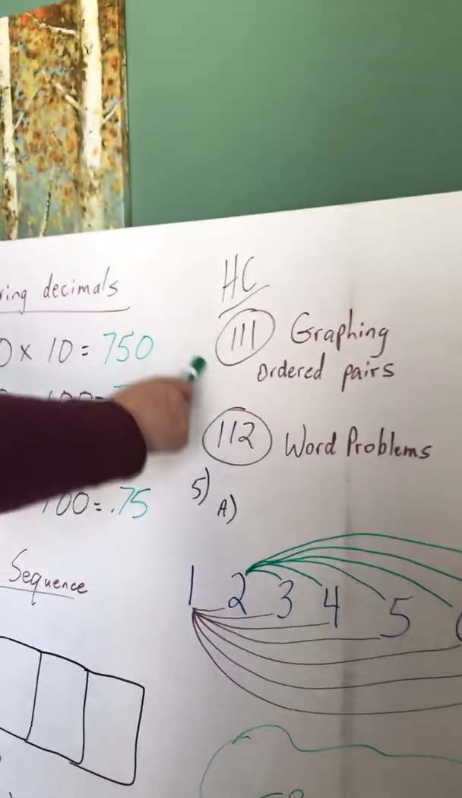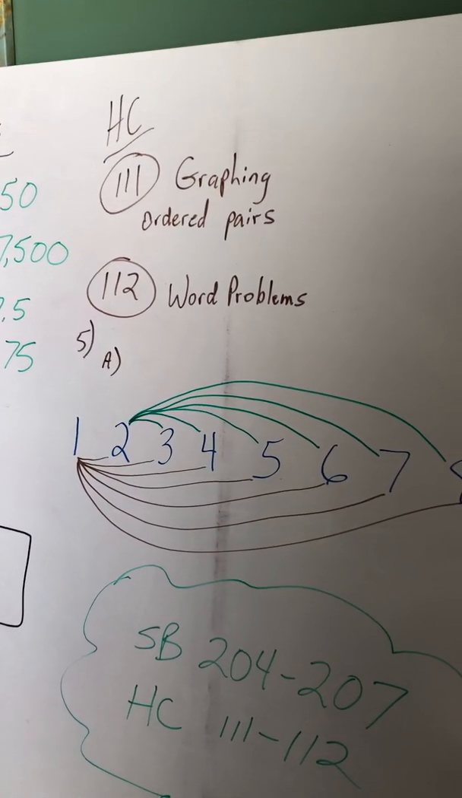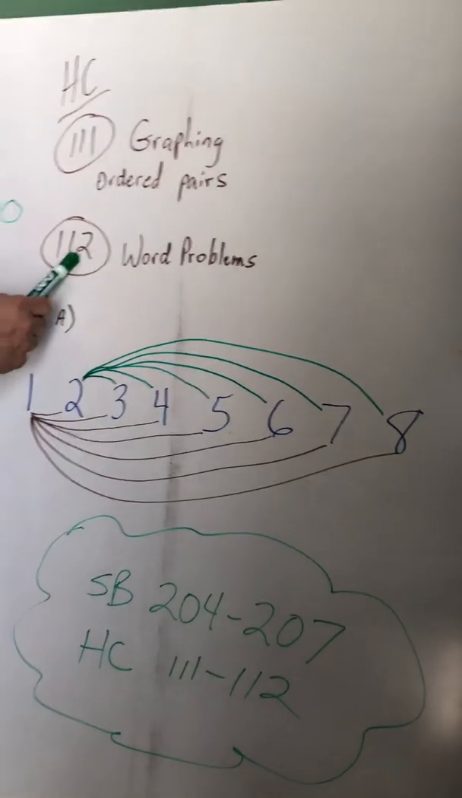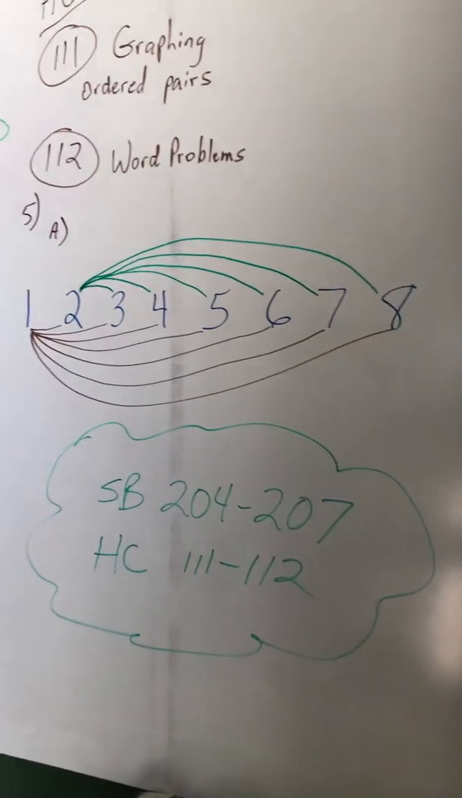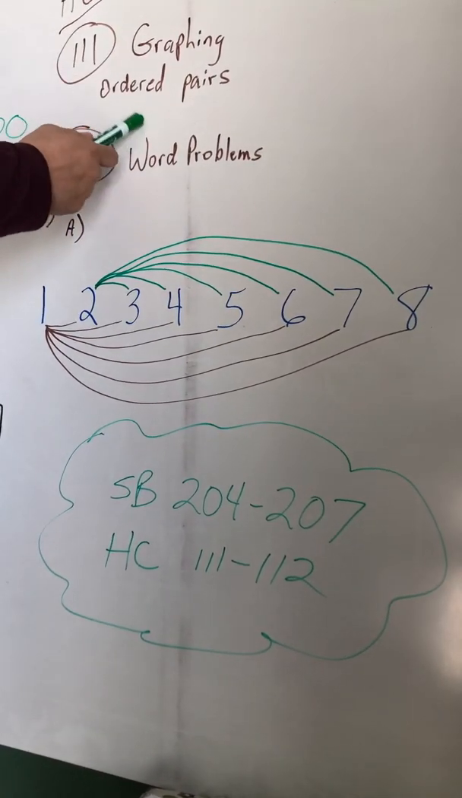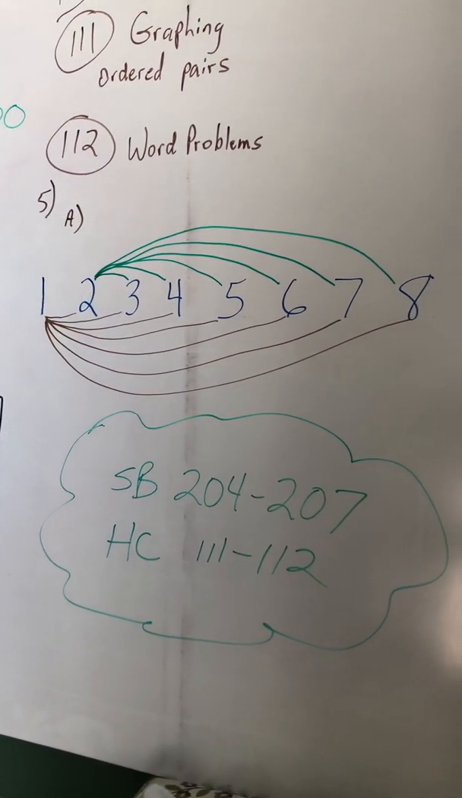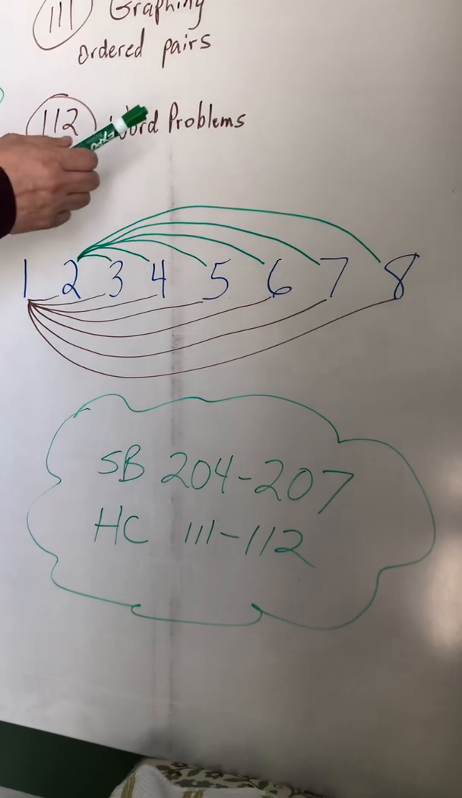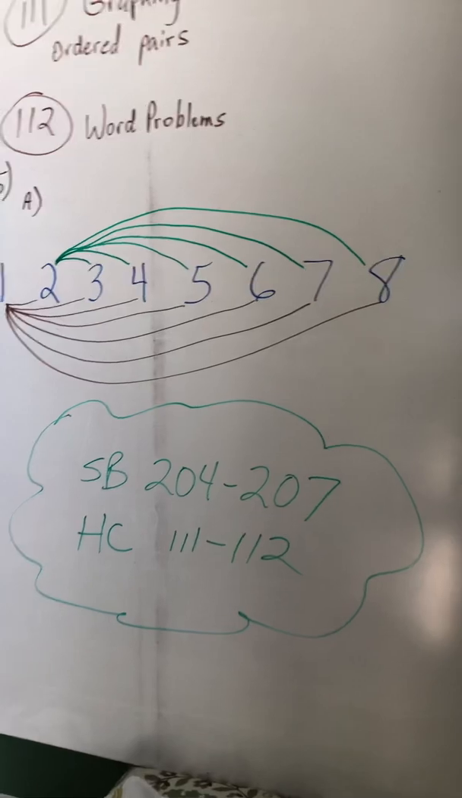Okay, home connections. 111 is just graphing ordered pairs. I think most of you should not have a problem with that. 112, home connections is word problems. And number 4 on 112, because these go together, it's like 1, 2, 3 is on 111, and then 4 and 5 are on 112. But anyway, 112 is word problems, okay? Number 4, I think you'll have no trouble with.